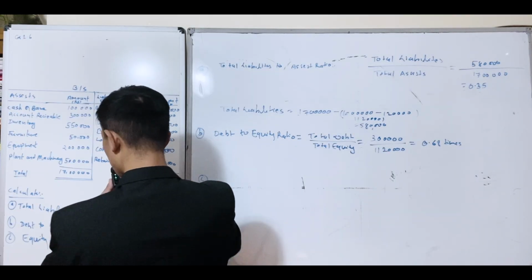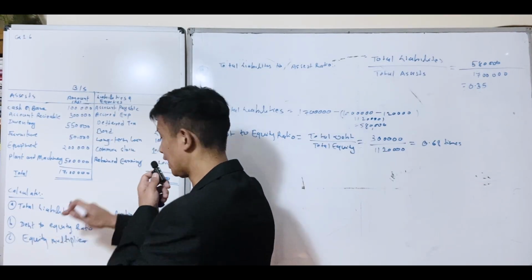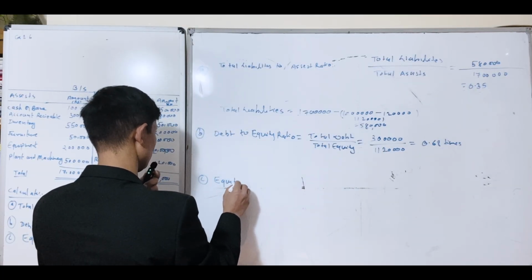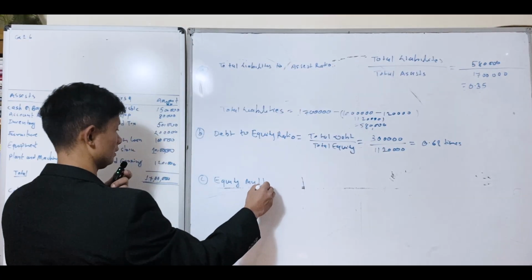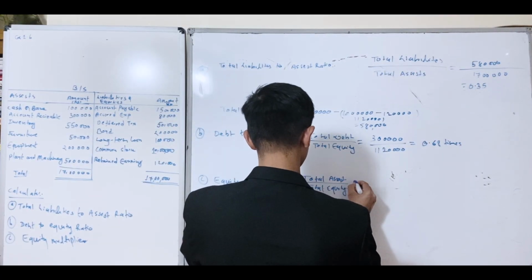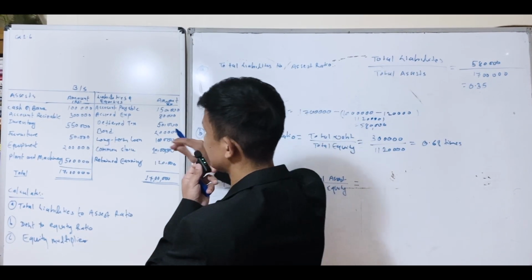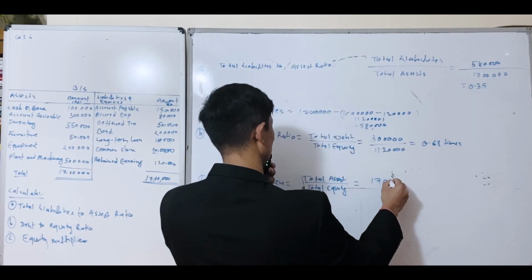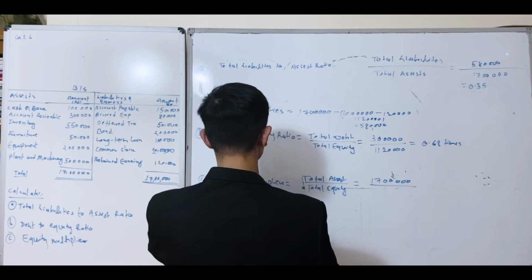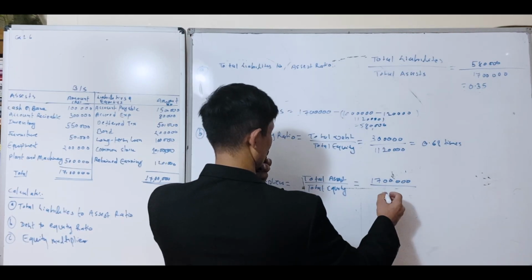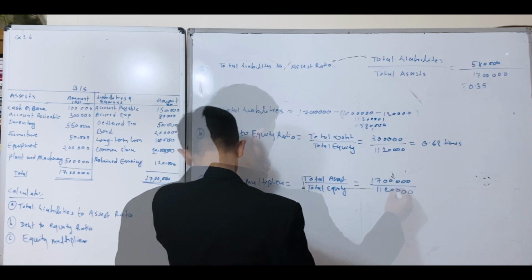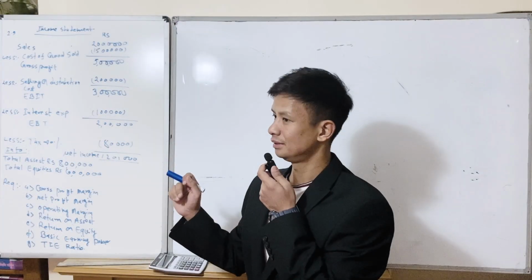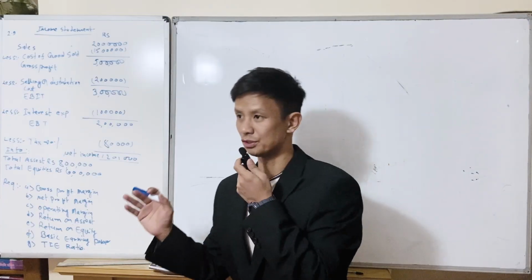In C, we are asked to calculate the equity multiplier. Equity multiplier is total assets divided by total equity. The total assets, we know, is again 17 lakh. Total equity is 11 lakh 20,000, so we get 1.51 times. Now let's have a look at another question.